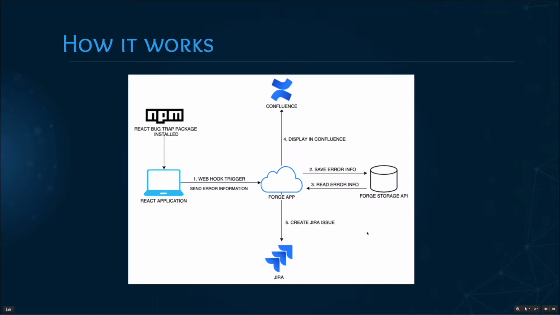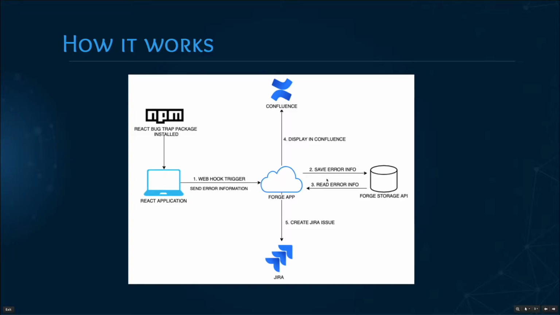The diagram shows how the solution works. First, we have a React application with an npm package that I created called React Backtrap. When an error occurs in the application, the error information is sent to the Forge app using a webhook trigger.